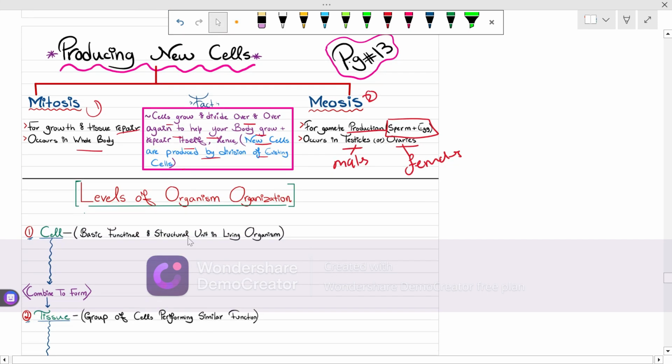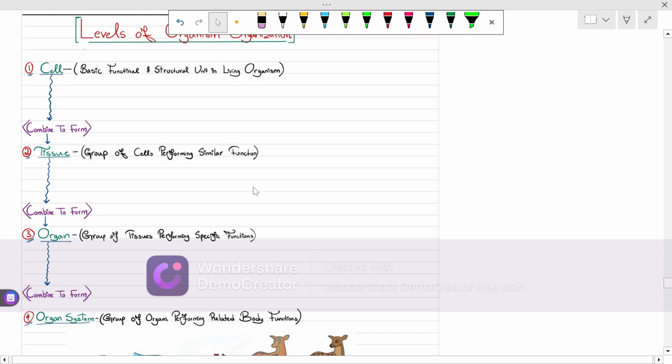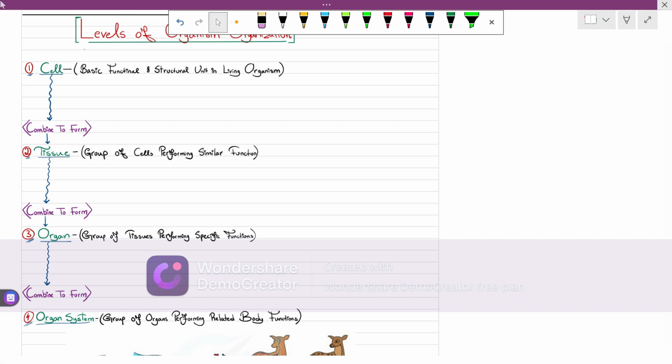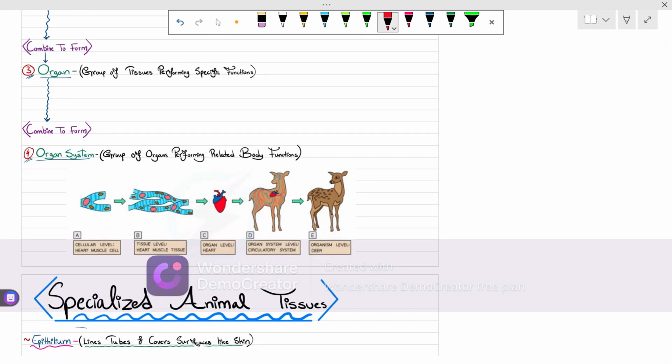This is the level of organism organization. First is the cell, the basic functional and structural unit in living organisms. Cells combine to form a tissue. A tissue is a group of cells performing a similar function. Tissues combine to form an organ, a group of tissues performing specific functions. Organs combine to form an organ system, a group of organs performing a related body function.